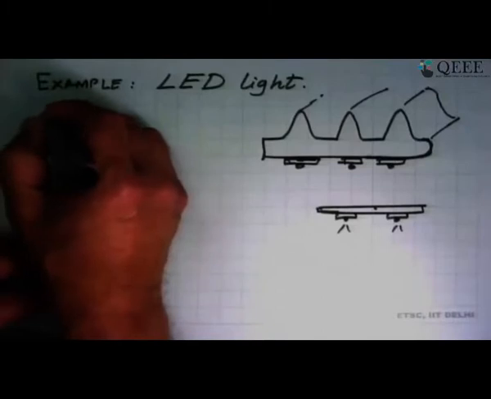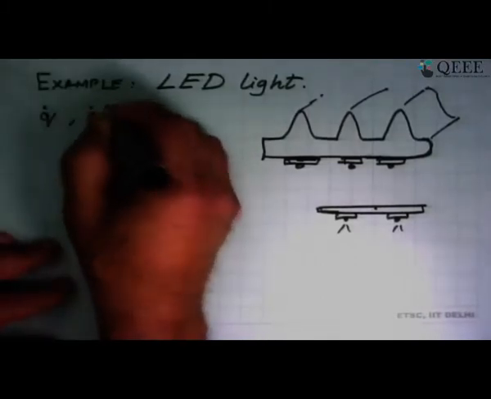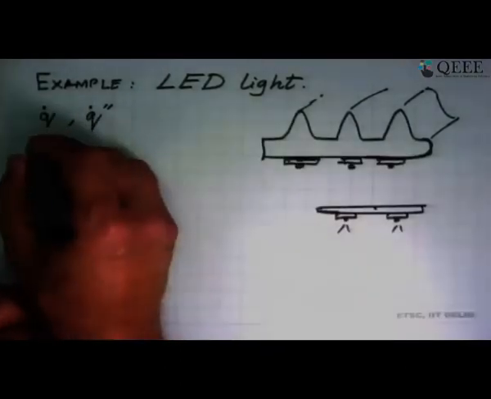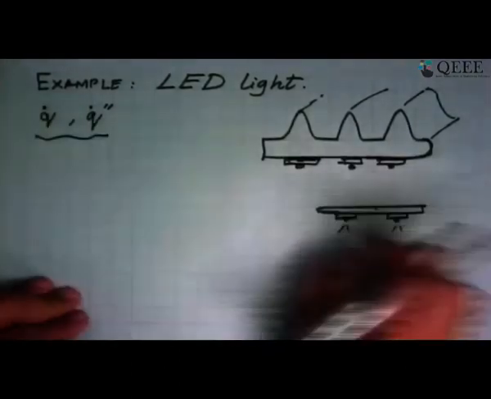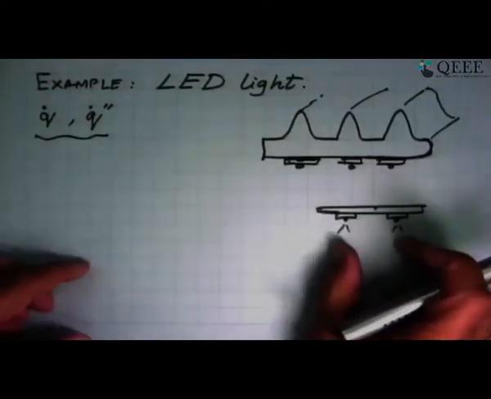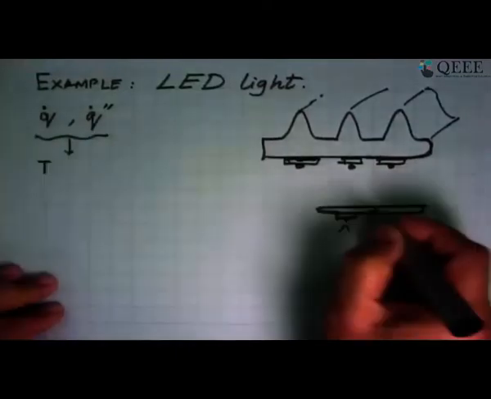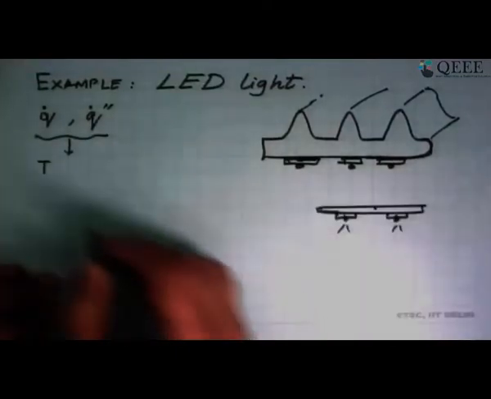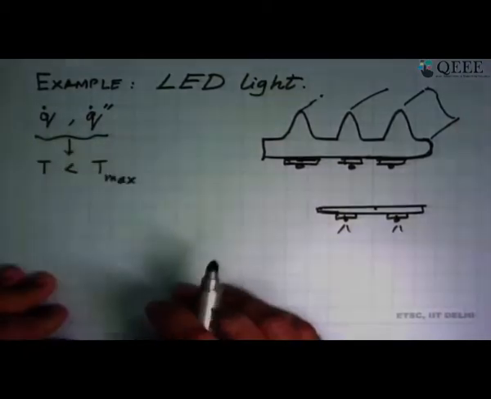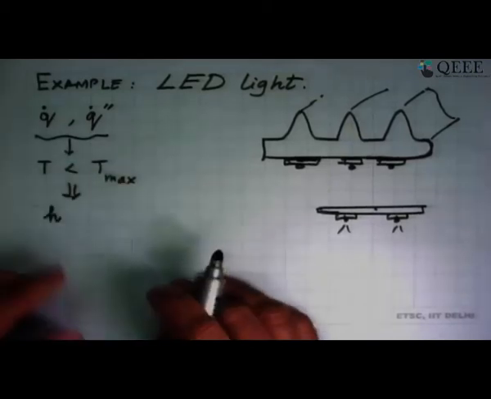So in this case, we have a certain requirement of a Q dot or a Q dot double prime, which is generated by the LED, and the designer says that look, I am going to put 5 LEDs or 10 LEDs, which is going to generate so much heat, and I want the temperature at the electronics over there to be less than a certain value, say T max.